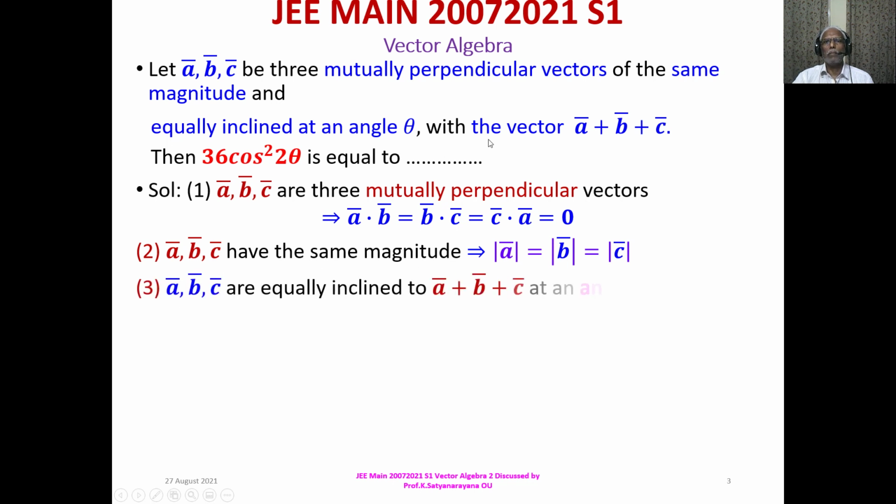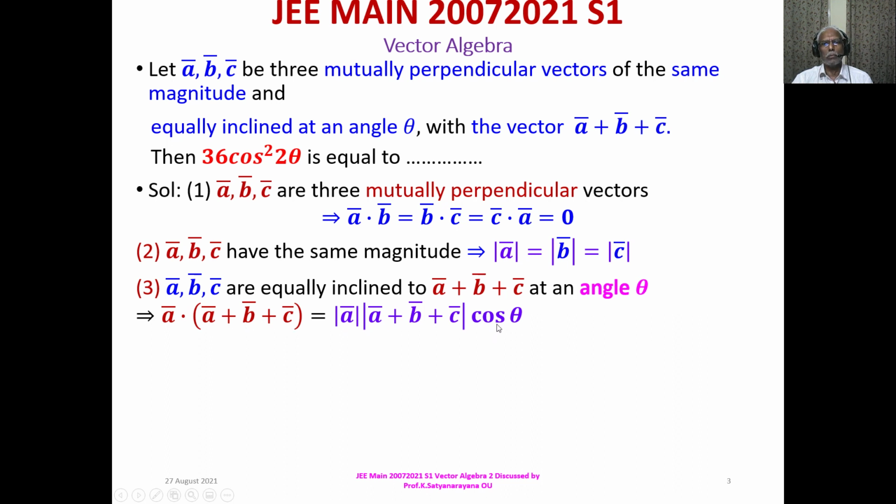Third, these three vectors A bar, B bar, C bar are equally inclined to the vector A bar plus B bar plus C bar at an angle theta. So, if you take A bar and take the dot product with A bar plus B bar plus C bar, you will get A bar dot (A bar plus B bar plus C bar) is equal to mod of the first vector, mod A bar, into mod of the second vector, modulus of A bar plus B bar plus C bar, into cos of the angle between them, that is theta.